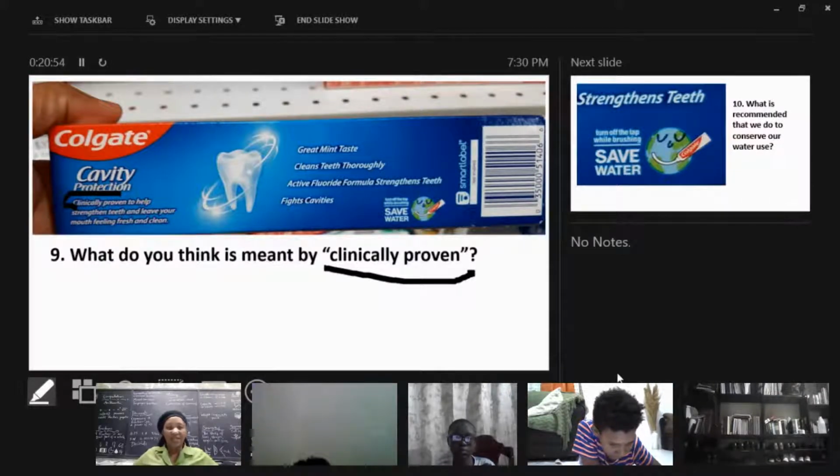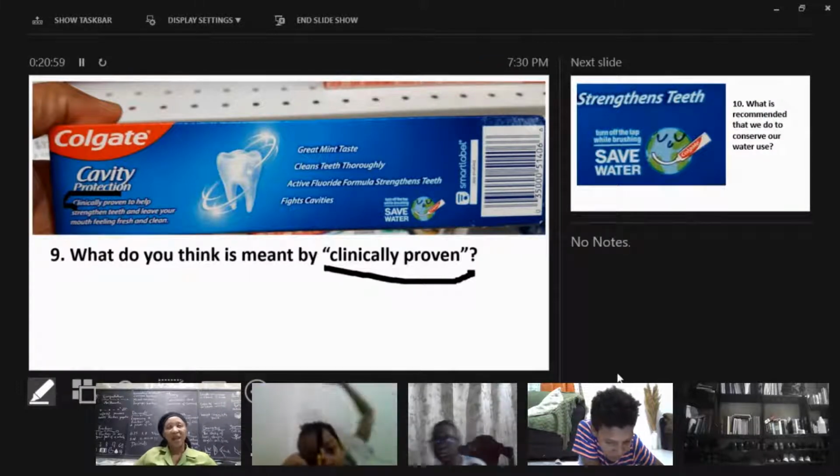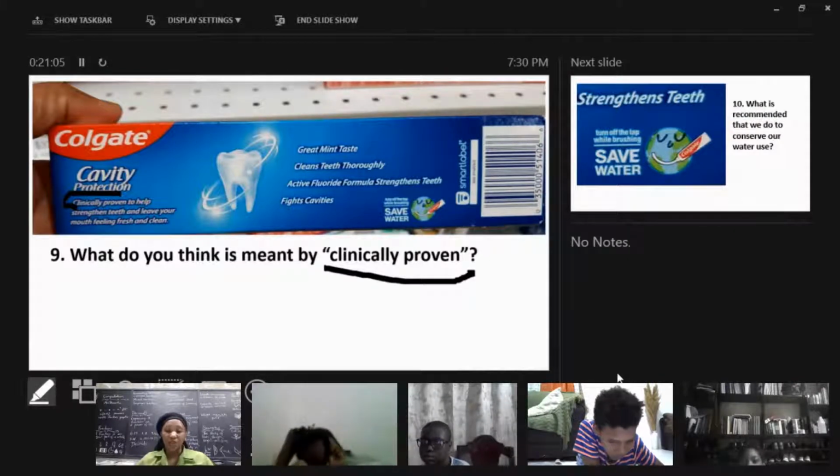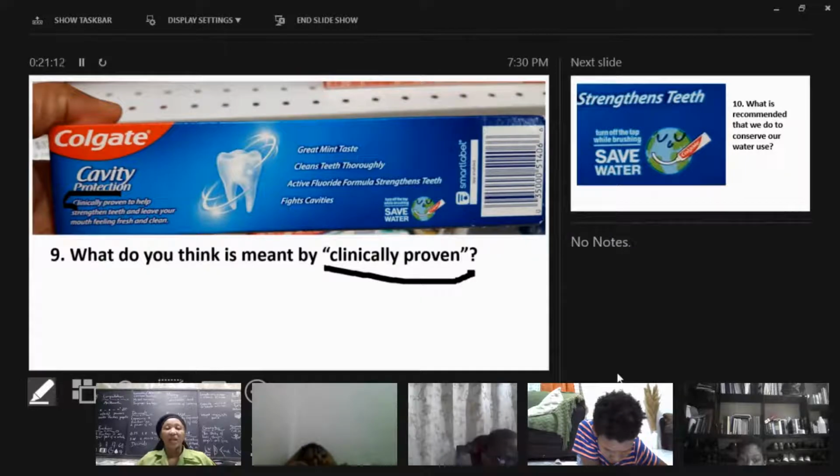All right, so clinically proven, that means they have gotten different groups of persons to come in and try the toothpaste even before it is released to the market. They would have volunteers or persons who are probably paid to come in and to try the toothpaste and to see the effect that it has.